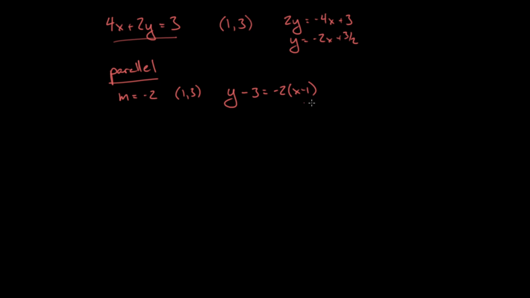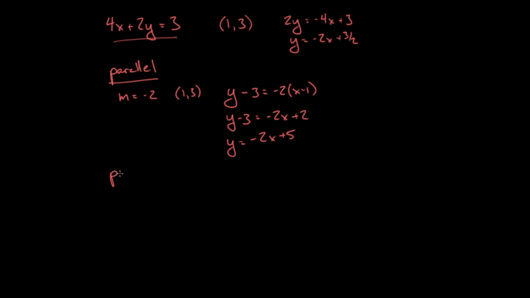So this, I can stop here. If I'm just asking you to find the equation of a line, here's the equation of a line. If I really want to put this in slope-intercept form, I can do that as well. And so I can have y minus 3 equals -2x plus 2, and I'll add the 3 and get that y is equal to -2x plus 5. And that's it. That's all there is to it. I've now found the equation of a line that is parallel to my original one and goes through this point.